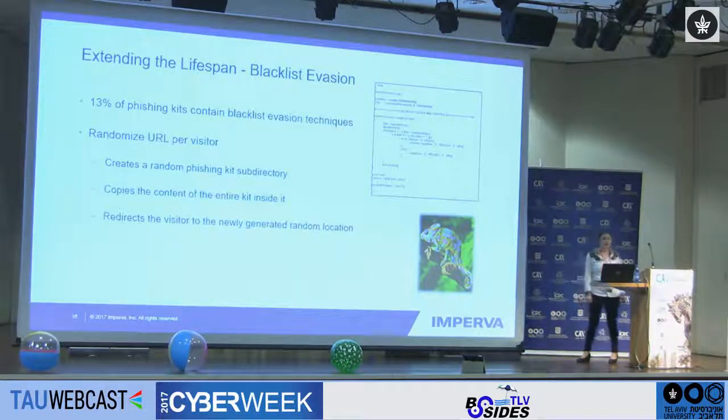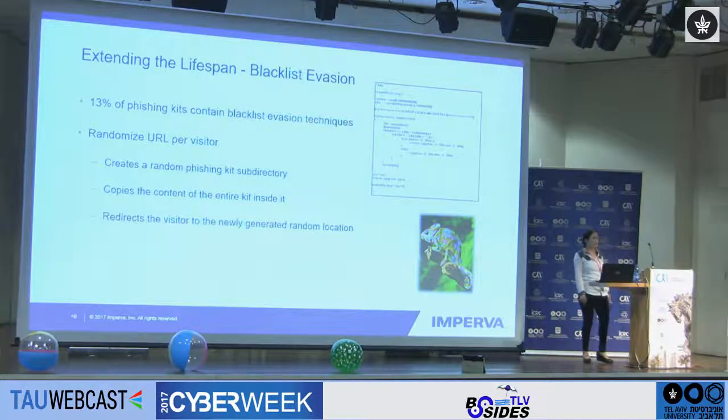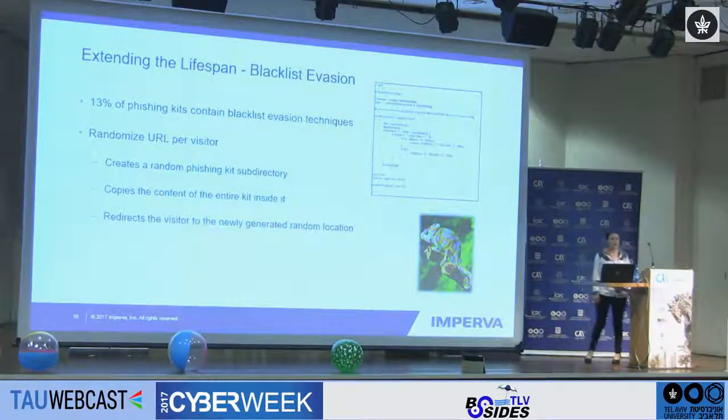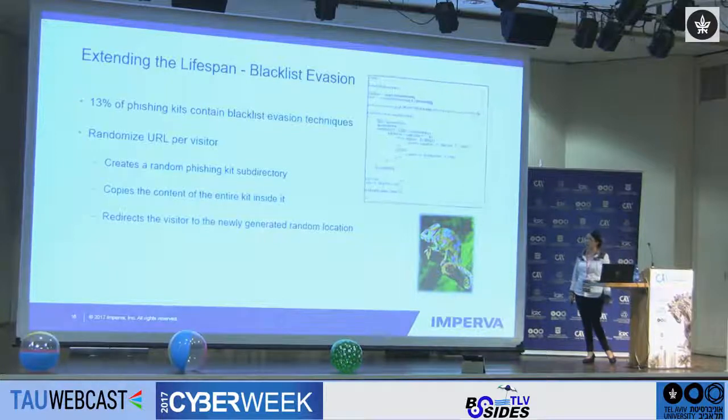30% of phishing kits contain blacklist evasion techniques, which are used to redirect each new victim to a newly generated random location.